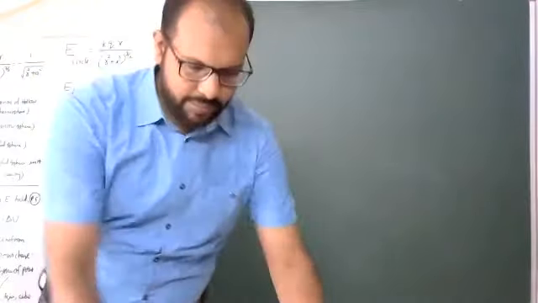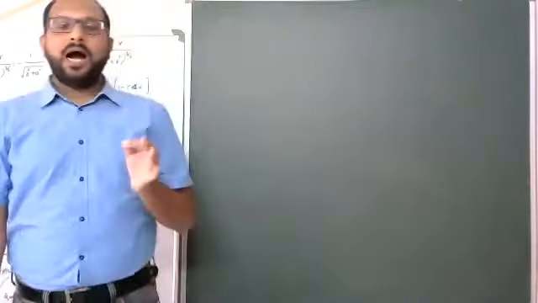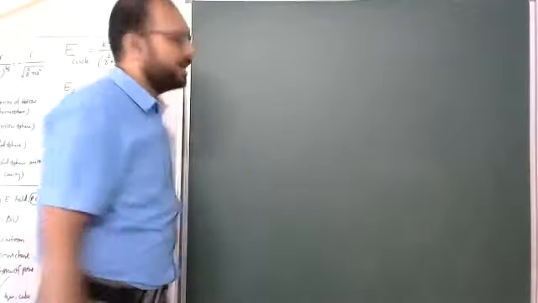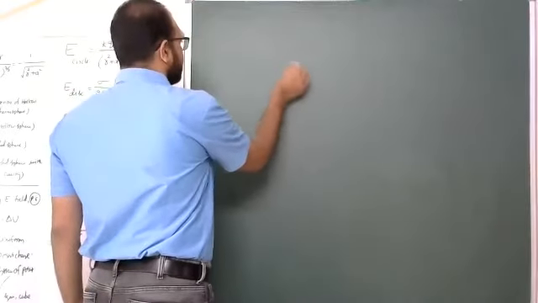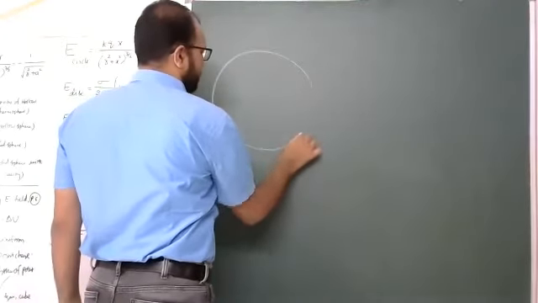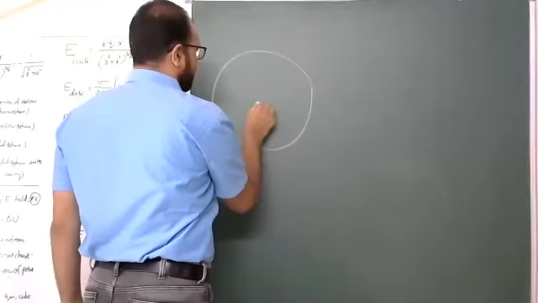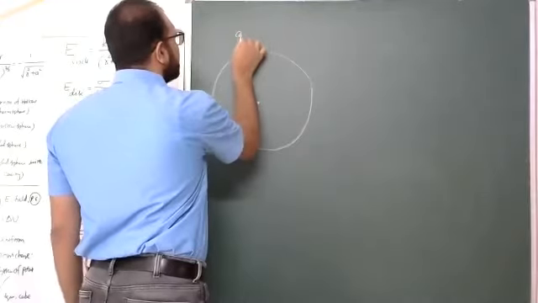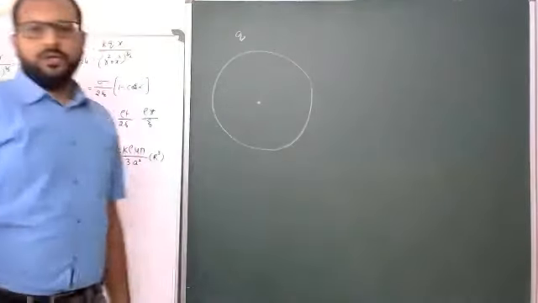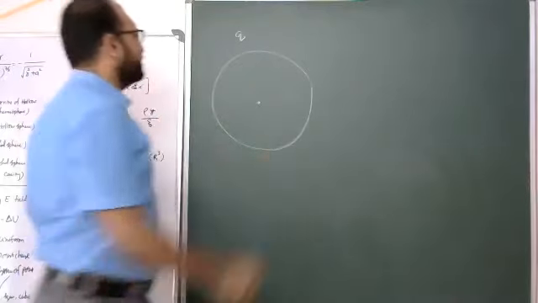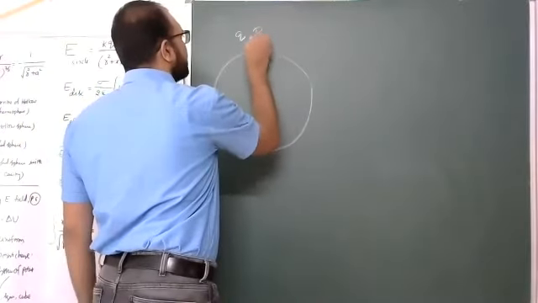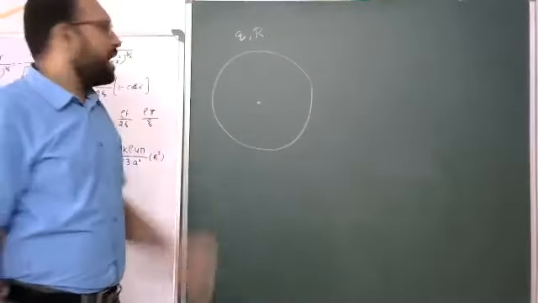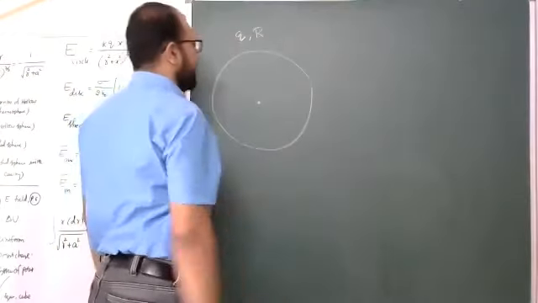Yes, students, now come to the hollow uniformly charged sphere, complete sphere, not hemisphere. Here the total charge is small q. Total charge on this sphere is small q, radius capital R.